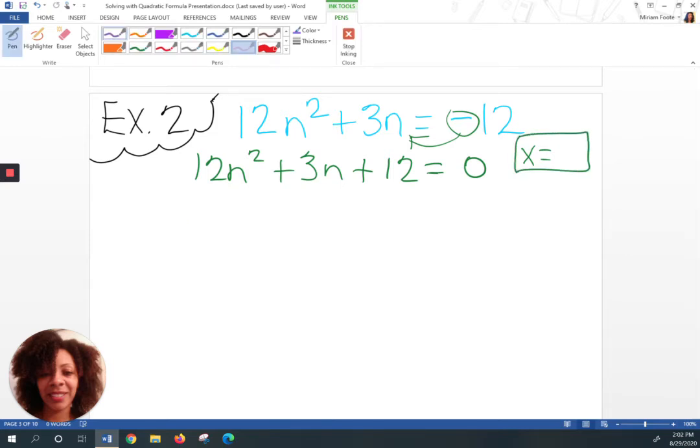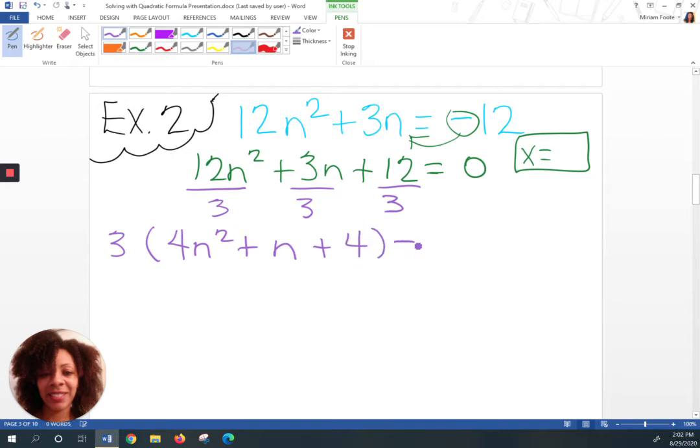All right. You learned when we were factoring, you could factor out the greatest common factor. So let's do that. We can divide out a 3. So 3 is our greatest common factor, which leaves us with 4n squared plus n plus 4 equals 0. So now I can identify my a, my b, and my c. And again, I want to keep up with my signs.